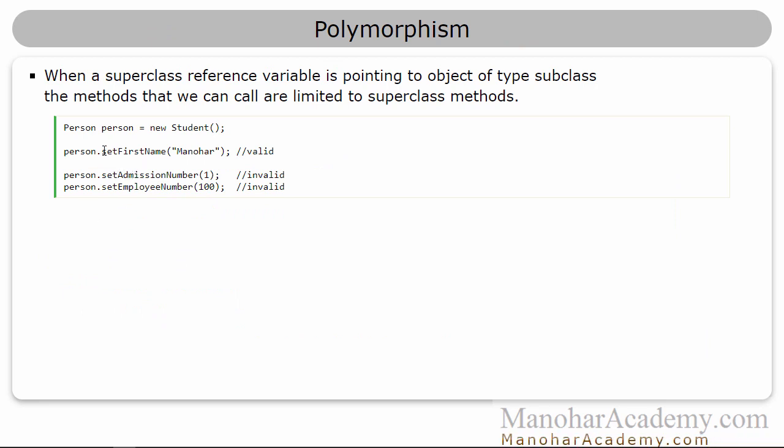Also, the list of methods that can be called will be decided on the type of variable, not the type of object. Once the object is assigned to a particular variable type, we can call only the methods that are available on this particular type, not on the object type.